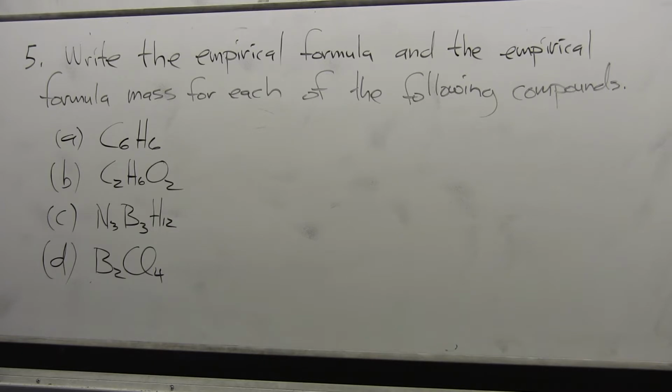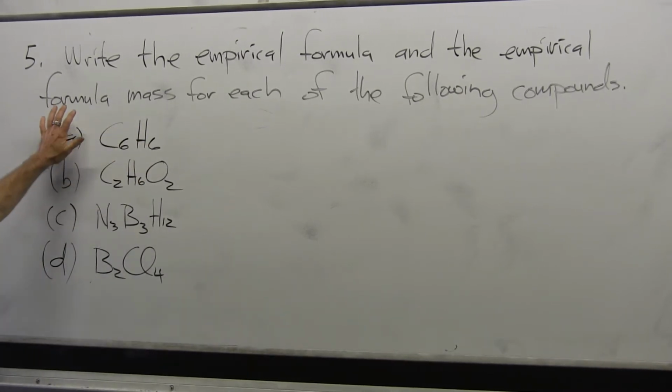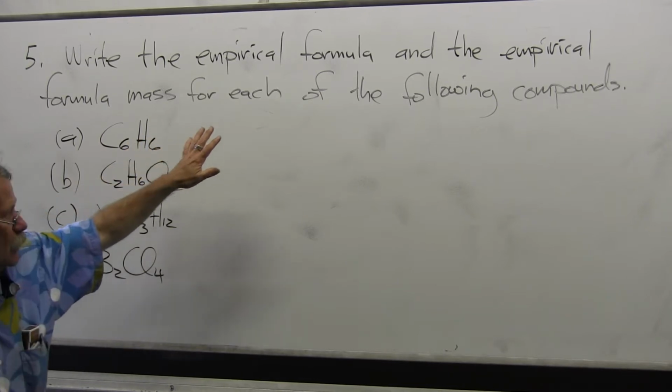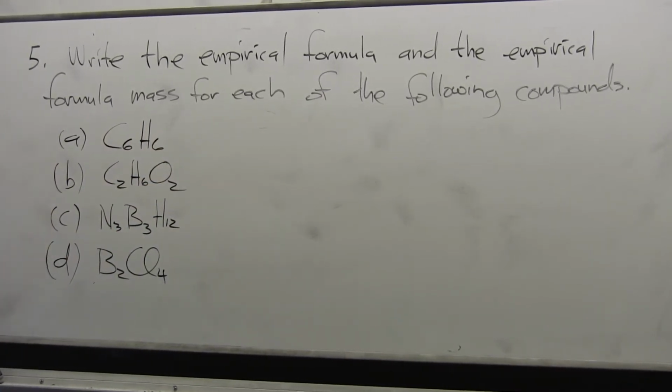Problem number 5, which is an empirical formula problem. We're supposed to write the empirical formula and the empirical formula mass for each of the following compounds. And I have compound A through D where we're going to do this.